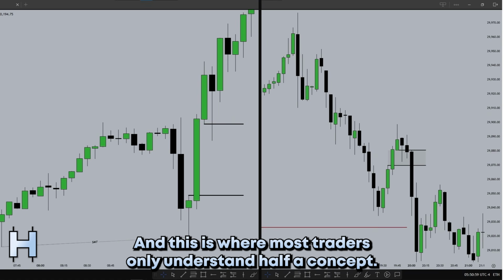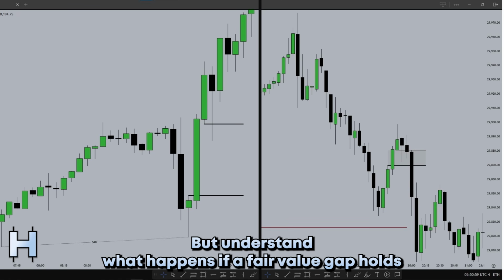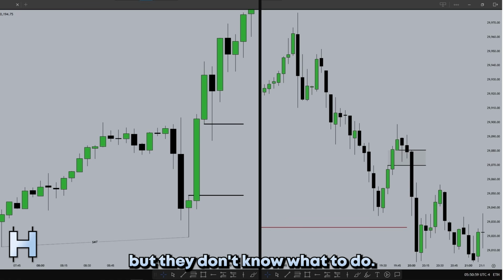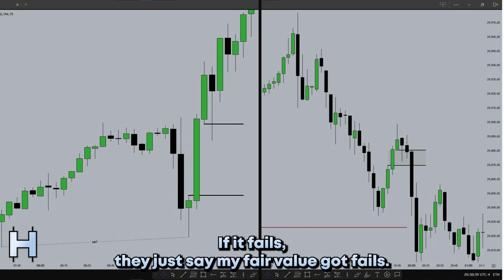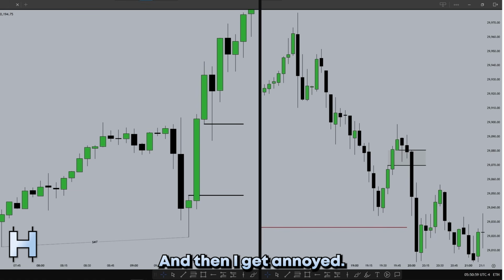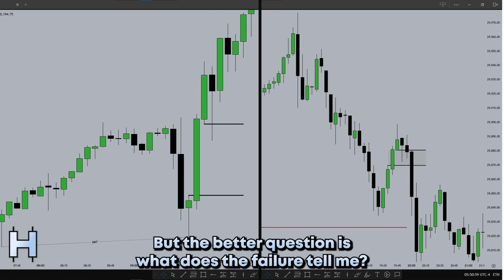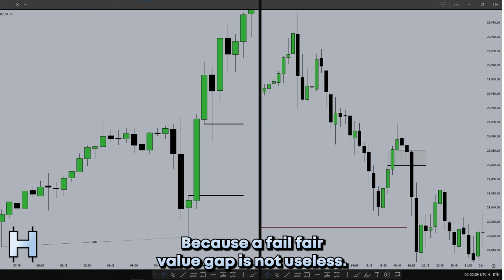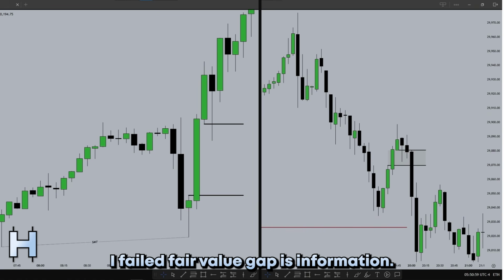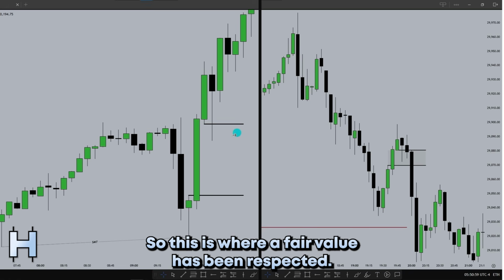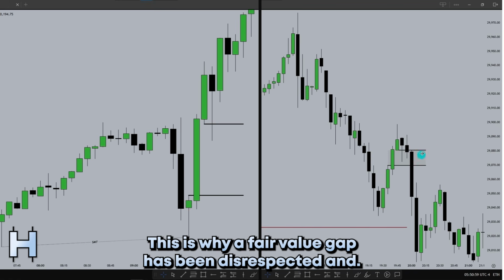And this is where most traders only understand half the concept. They understand what happens if a fair value gap holds, but they don't know what to do if it fails. They just say, my fair value gap fails, and then they get annoyed. But the better question is, what does the failure tell me? Because a failed fair value gap is not useless. A failed fair value gap is information. So this is where a fair value gap has been respected. This is where a fair value gap has been disrespected.